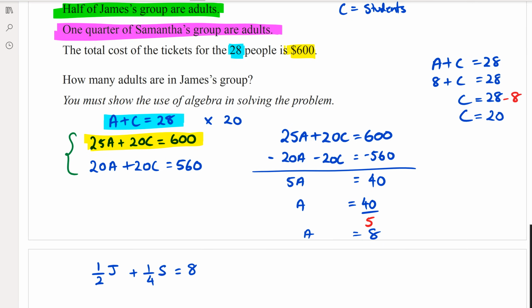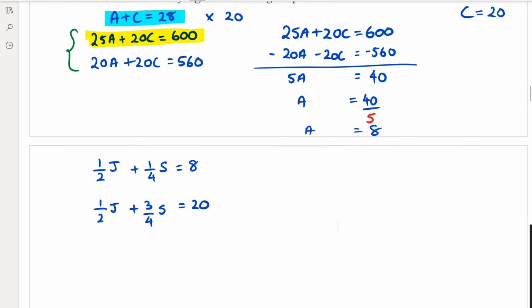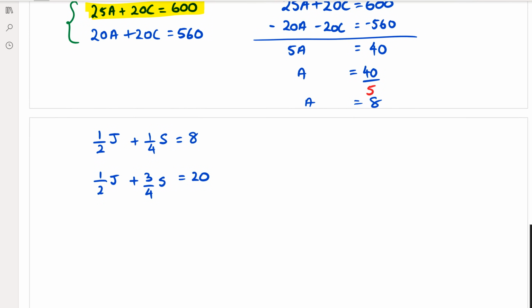But we need a second equation, and that's the number of students. So if half of James's group are adults, then we know the other half of James's group are students. And if a quarter of Samantha's group are adults, then we know 3/4 of Samantha's group are students. So this is our second equation, a set of simultaneous equations actually.